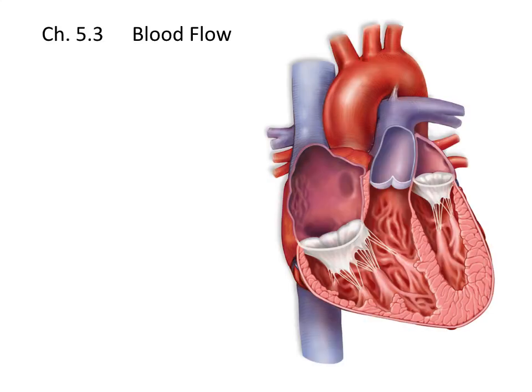So first, we're going to talk about blood flow, but in order to do this, you have to become familiar with the different components of the heart. I have little ways to help you remember this, so just listen carefully. So the heart has 4 chambers. The top 2 chambers are the atriums.